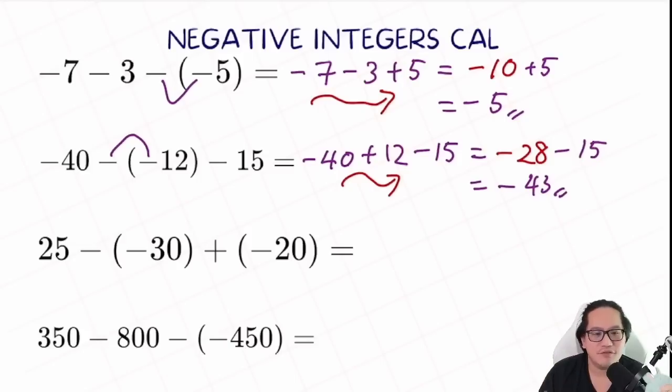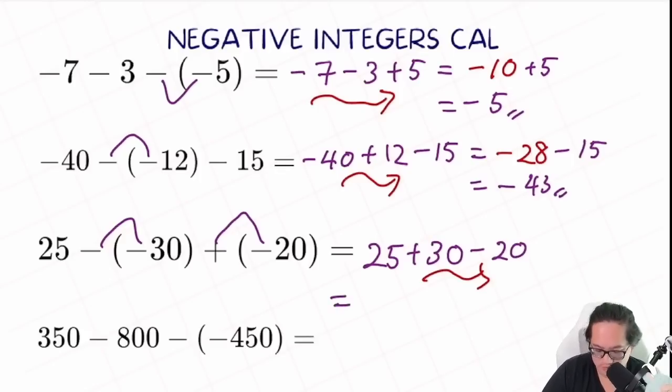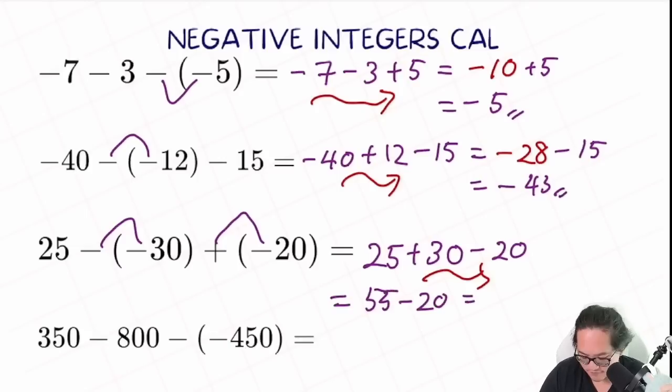Next one, 25 minus negative 30 plus negative 20. Let's convert the equation. So we got two negative signs packed together. We got a plus and minus sign packed together. So let's convert them. 25 minus minus equal to plus 30. Plus and minus equal to minus 20. Again, left to right, right? So what is that equal to? 25 plus 30 equal to 55 minus 20. So 55 minus 20 equal to 35. Last one, 350 minus 800 minus negative 450.